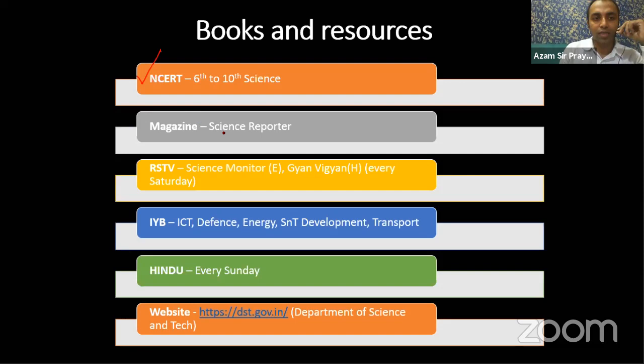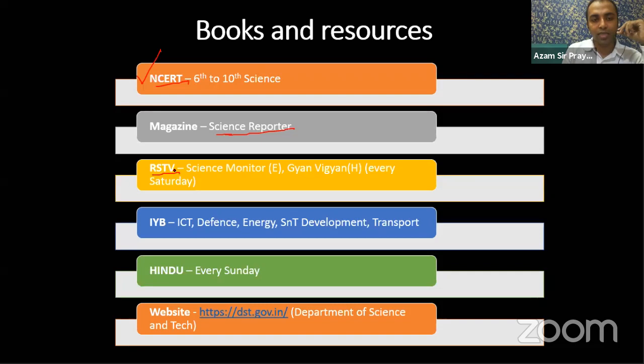With respect to magazine, there is a government magazine called Science Reporter. This comes every month. This is a very thin magazine. You can certainly refer this. These have got very good articles since this is a government resource. So if you can see over here, NCERT is a government book. This magazine, Science Reporter, is also a government magazine.